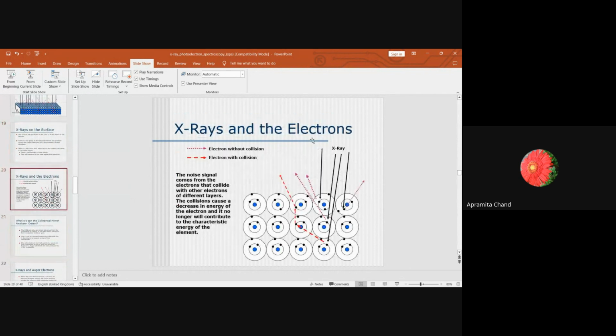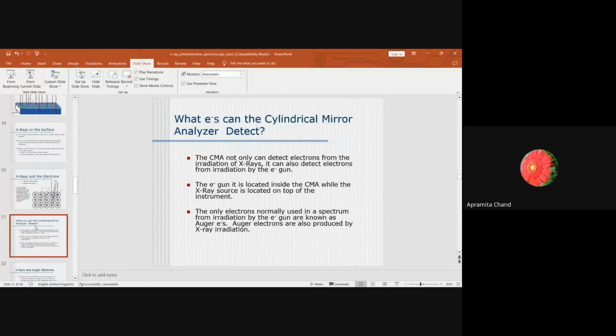So these are the X-rays and the electrons. A representative diagram is what is happening. So the noise signal that comes from the electrons that collide with other electrons of different layers, these collisions will cause a decrease in energy of the electron, and it will no longer contribute to the characteristic energy of the element. So what kind of electrons can the cylindrical mirror analyzer detect?